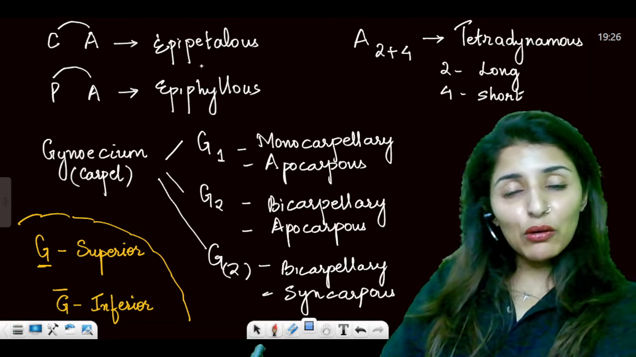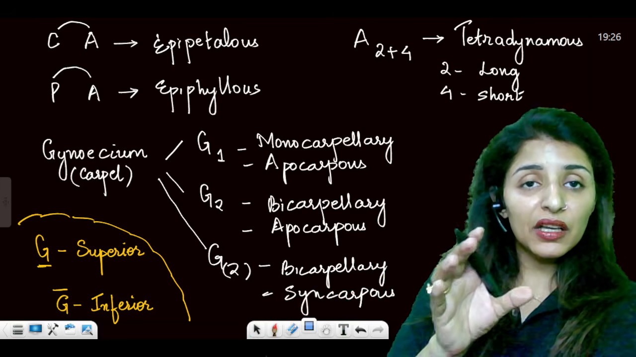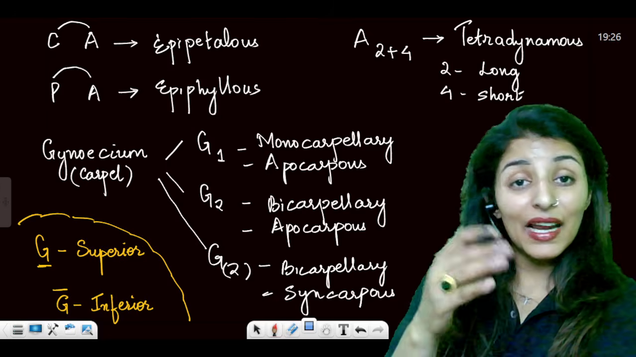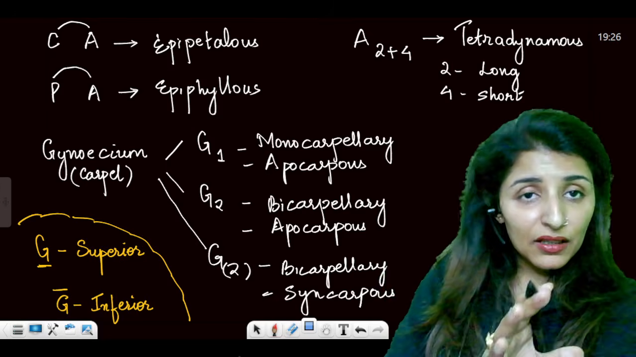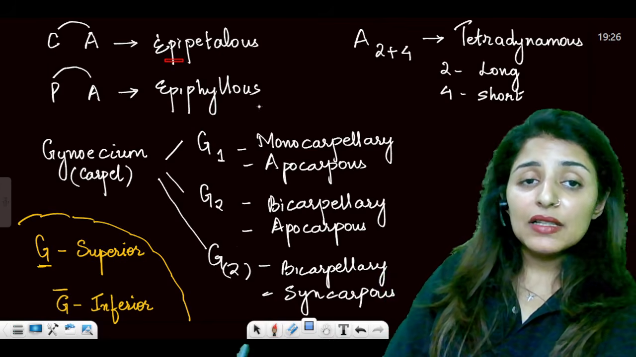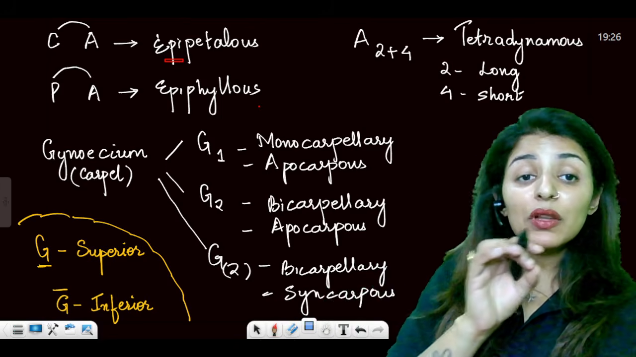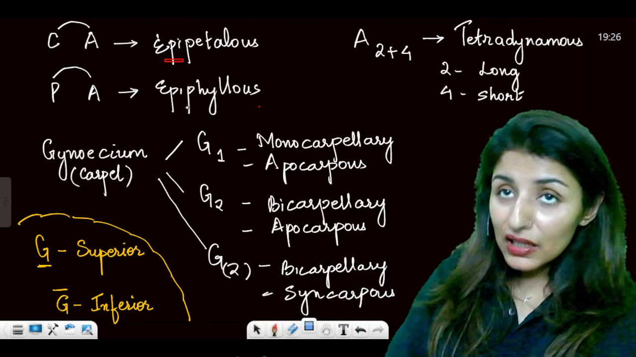Now, talking more about the androecium, if the stamens show adhesion with the petals, then we call it the epipetalous condition. While if the androecium is showing adhesion with the perianth, we call it the epiphyllous condition.